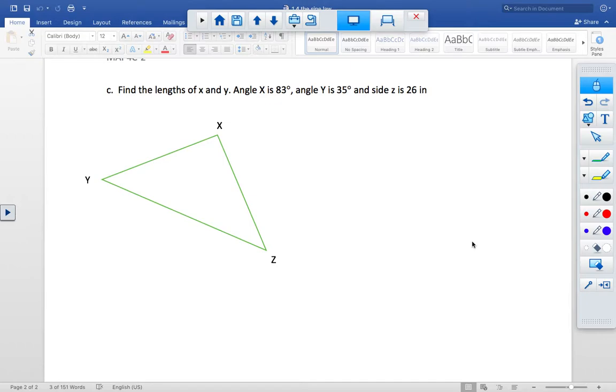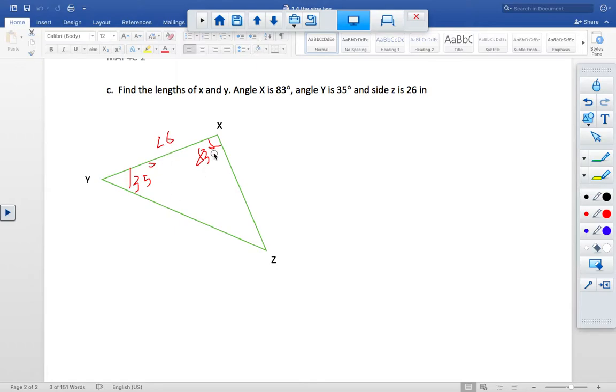Now, this is a triangle, so find the length of x and y. So it's asking you to find the length of x and the length of y, given that angle x is 83 and angle y is 35. So they gave you two angles and they gave you side z, so side 26.